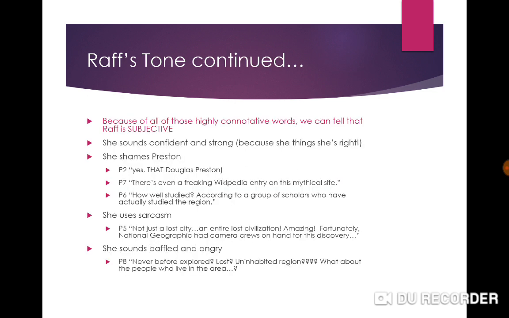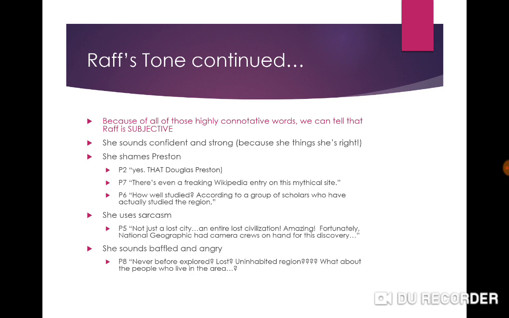Okay. Now, tone continued. Because of all the highly connotative words in that paragraph, we can tell that Raph is very much subjective, right? And then I've given you some other examples here that aren't in paragraph 11, because it wasn't just paragraph 11 where you can tell her tone. She sounds confident because she thinks she's right. If we were going to have her, how she sounds, like her tone of voice, and if she was reading this to you, you can say, wow, she really believes what she's saying. She thinks she's right about it, okay?